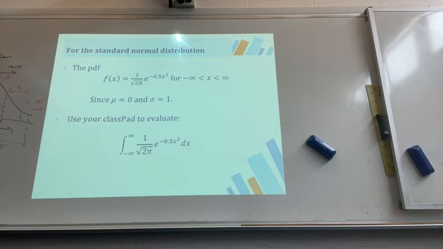All right? You should be able to do that, and you should be able to get an answer. It should be 1. If you use your ClassPad, that should be just 1, because it's the area under the curve. The area under the curve is 1.